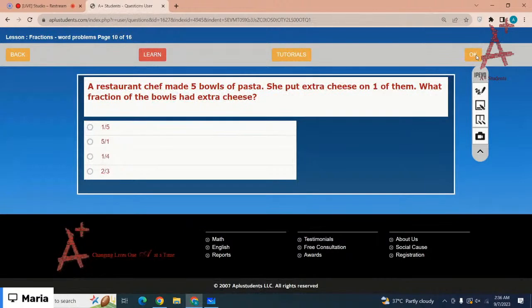A restaurant chef made 5 bowls of pasta. She put extra cheese on one of them. What fraction of the bowls had extra cheese? Which is the correct option? The correct option is 1 out of 5. Very good. That is option number 1, 1 out of 5.